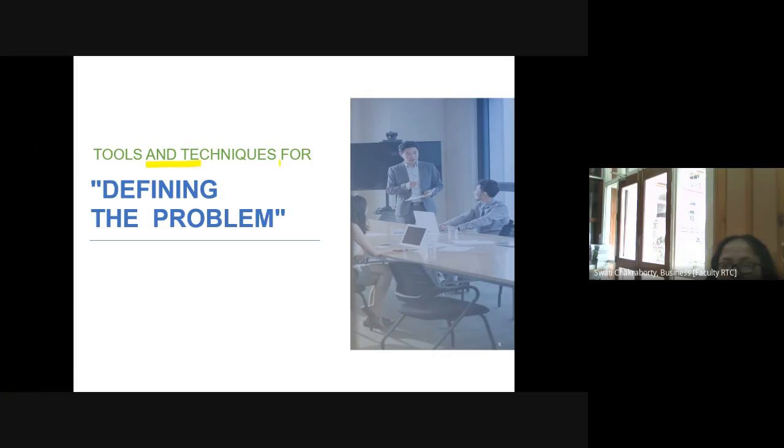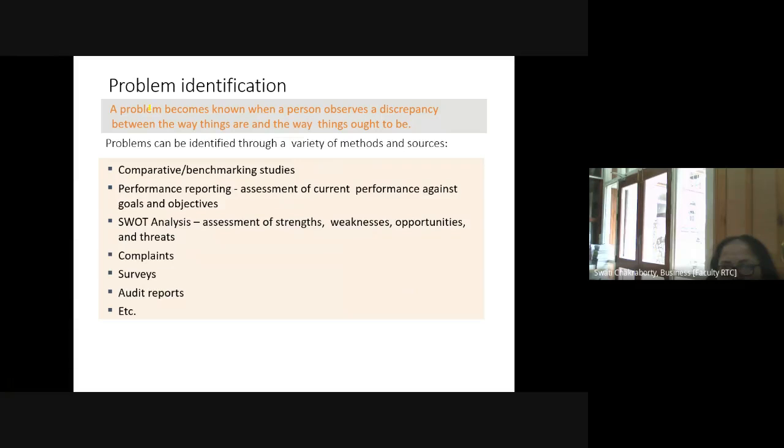So, what are the tools and techniques for identification of the problem? Problem identification, what is it? What is a problem? A problem becomes known when an individual observes that there is a discrepancy between the way things actually are in reality and the way things ought to be, that difference. For identification of problems, we can use a variety of methods and sources, which are comparative or benchmarking studies, performance reporting, where assessment of the current performance against goals and objectives is done, SWOT analysis, where we assess the strengths, weaknesses, opportunities, and threats, and through complaints, through surveys, through audit reports.